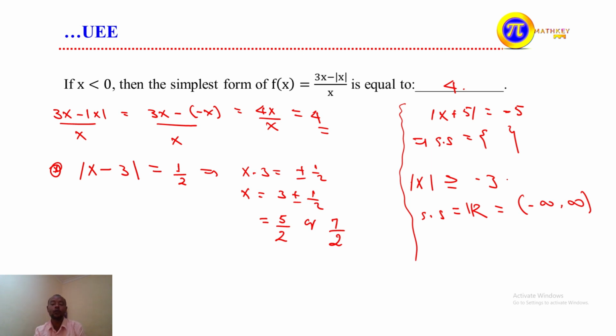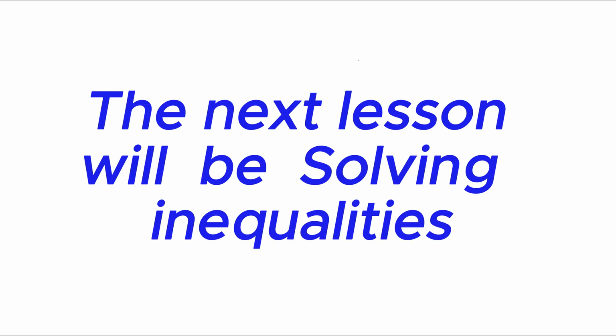So absolute value has different applications. This is all about absolute value involving equations or inequalities. The next lesson will be solving inequalities.